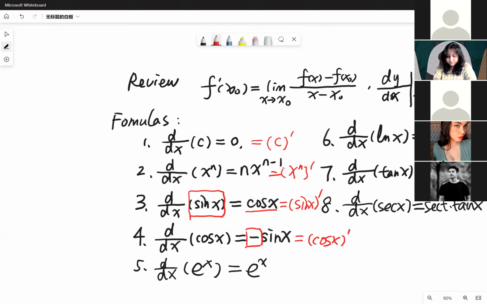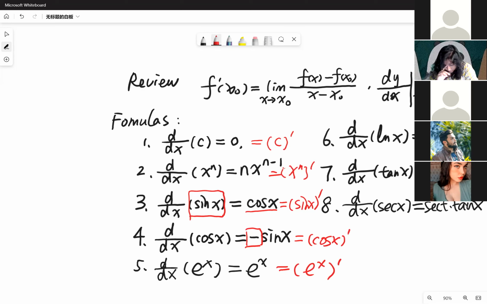Cosine x prime, and this one is the ln x prime, right? And these are the formulas which you have learned before, right? Yeah. And this time we will continue to learn the derivative of the function. Okay, wait a moment.